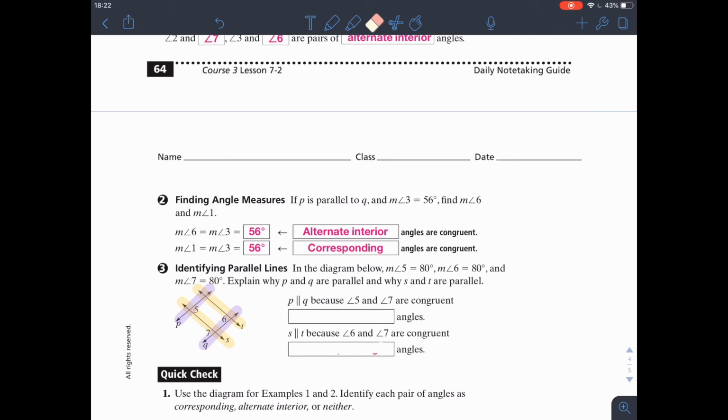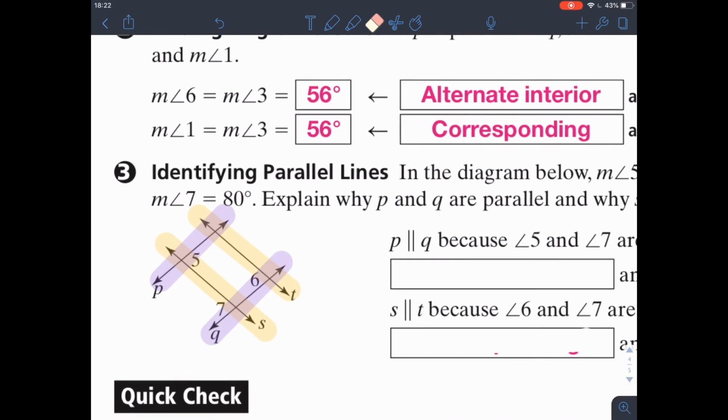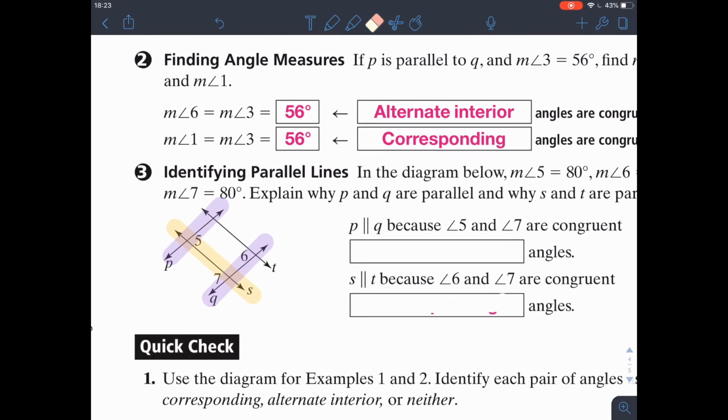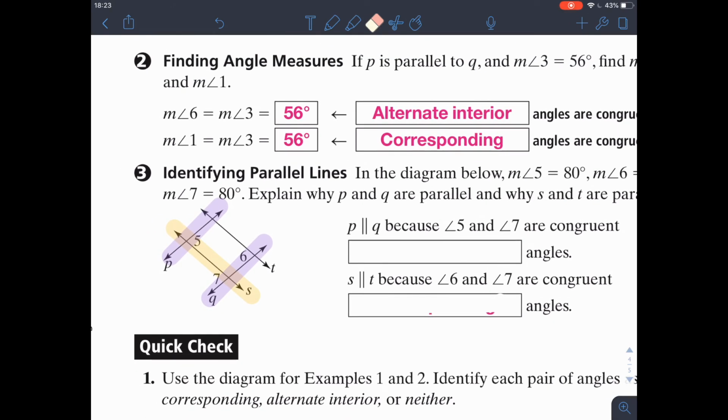So we're going to start with angles 5 and 7. So 5 and 7 here, we're looking at the parallel lines P and Q being crossed by S, which would be our transversal in this situation. And they're on the opposite inside of our parallel lines, so that means that they are alternate interior.